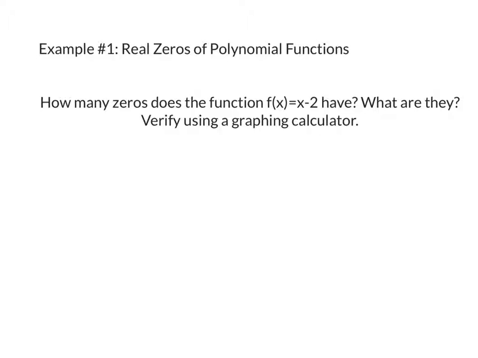Okay, so in example 1, we are asked how many zeros does a function f of x equals x minus 2 have? What are they? And then to verify using a graphing calculator. All right, so we answer that based off of the power of our leading term. So the power of the leading term is 1. So there is 1 zero. And it says, what are they?